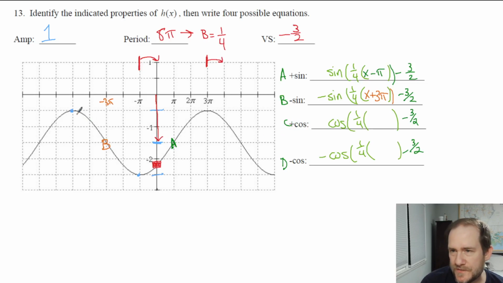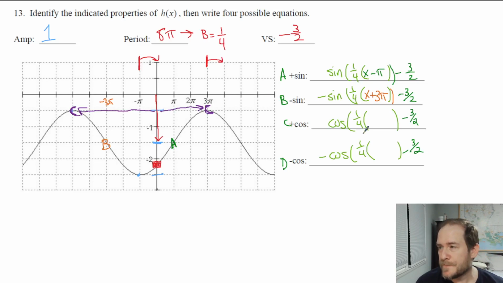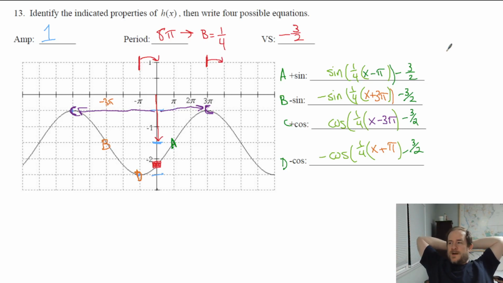So positive cosine would want to start at a max. There's a max right there, and there's a max right there. But of course, you're not going to phase shift 5 boxes when you could phase shift only 3 boxes instead. So the cosine is going to be x minus 3 pi. And then the other cosine function, of course, goes with the min. So d will go down there. It's phase shifted 1 pi to the right, so it's x plus pi. And that's it. That's how you would write your 4 equations. Everything else is graphing, so if you're good on graphing, then you're good to go.